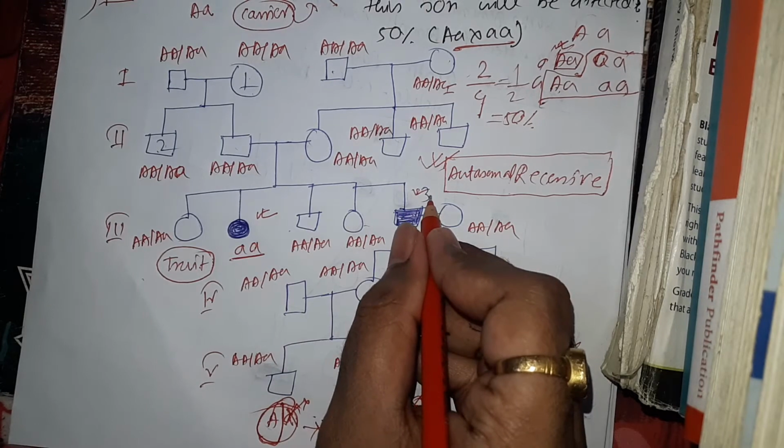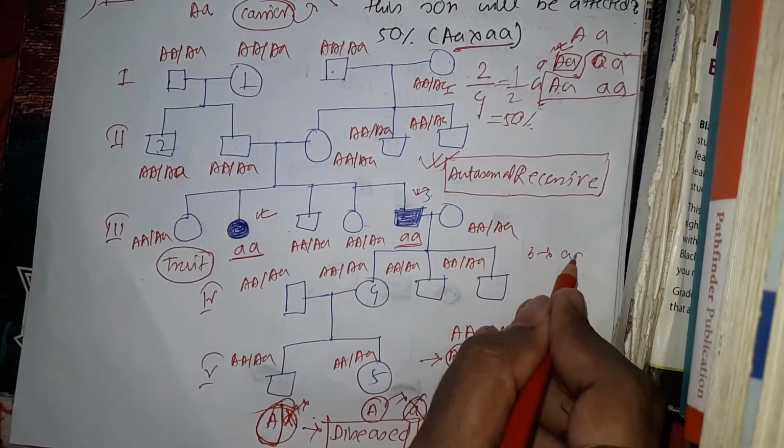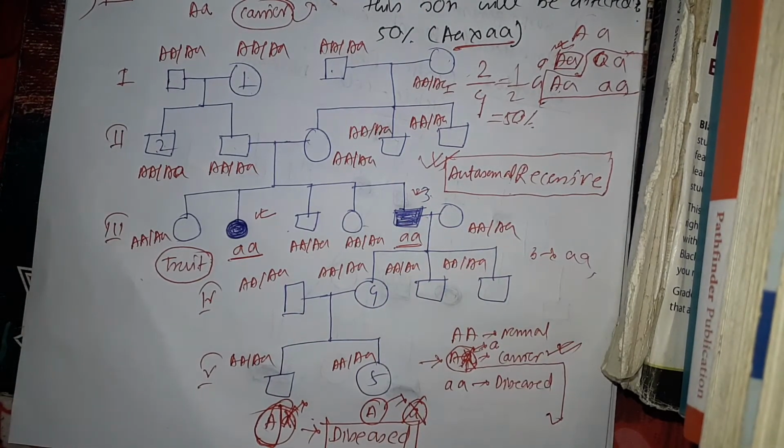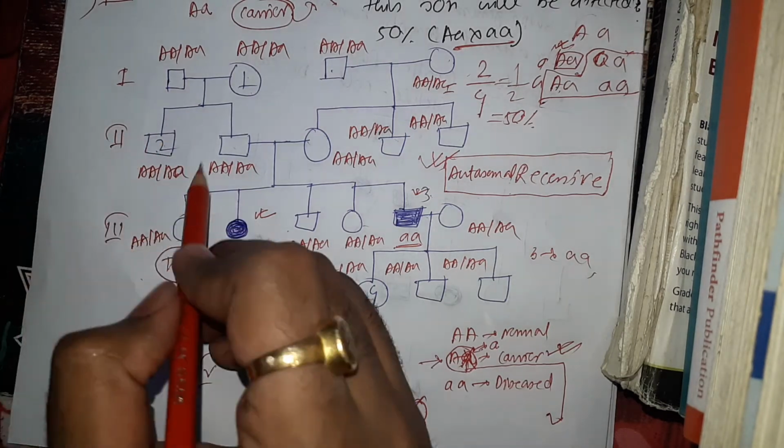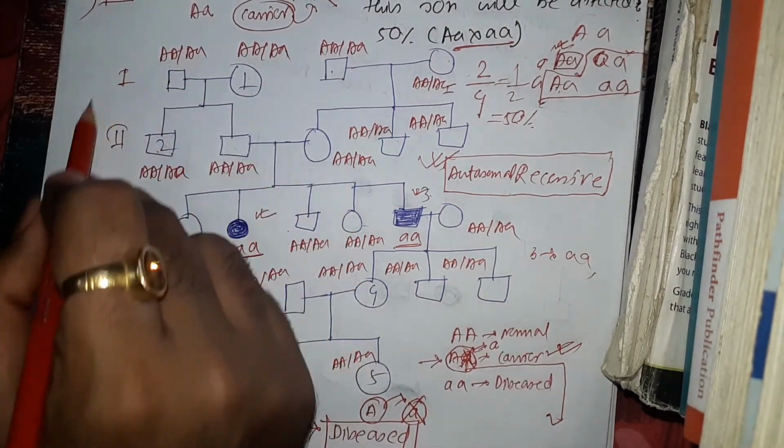So we can conclude that the genotype of individual number 3 is small a small a. Now we have to talk about this. So let's look here.